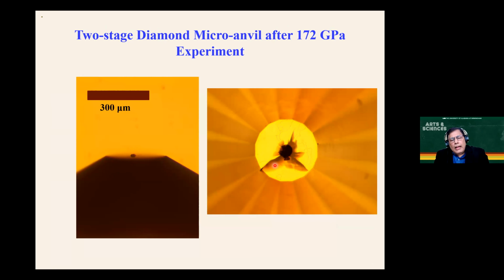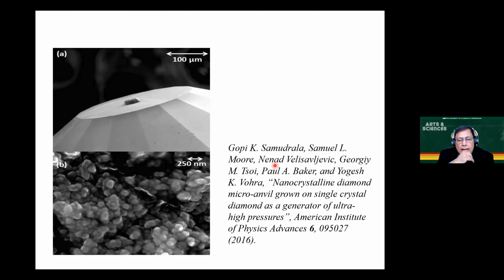So we thought then that it's probably likely due to the fact that we are creating some stress concentrators because of the microcrystalline nature of the grown anvil. As you recall, we really never polished the microcrystalline diamond which we had grown. So that led us to actually try growing nanodiamond crystals onto this single crystal diamond substrate.